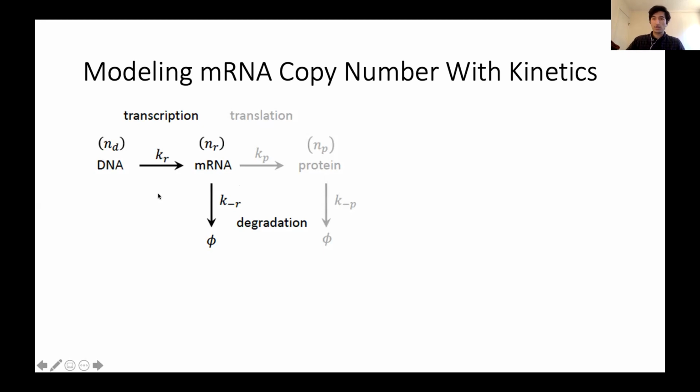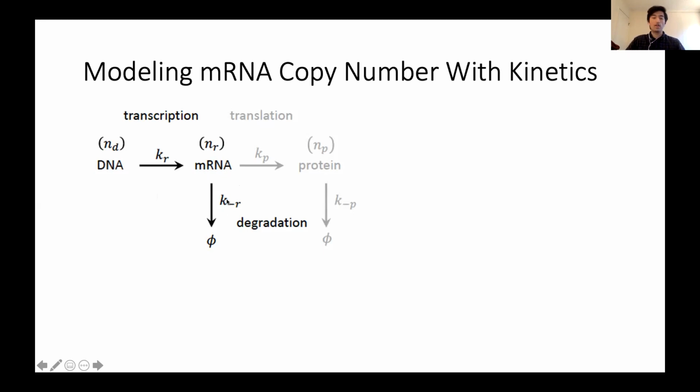But essentially what's going on here is that you're starting off with DNA, and we make the assumption that we only have one DNA molecule, meaning only one allele or one copy of the gene. And there is some rate, Kr, that represents the transcription rate at which new mRNAs are being made.